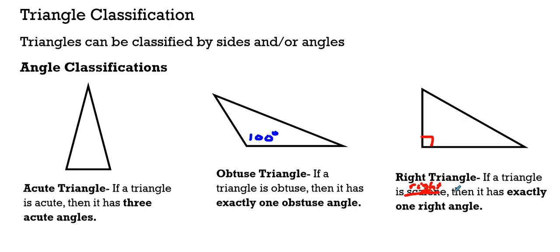So you've got 6 total classifications: 3 side, 3 angle. Not surprisingly, with the 3-sided figure, the triangle.